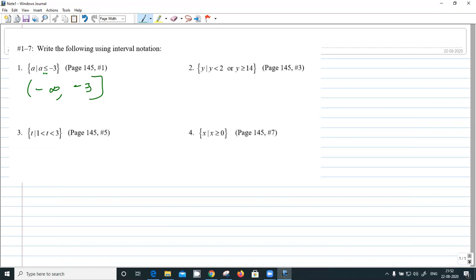If instead of less than or equal to -3, it is just less than -3, here will be a curved bracket. Like for example, this one, the interval will be 1, comma 3, curved on both sides. Why is it 1, 3? Why isn't it infinity? Here it is given, right? t is greater than 1, less than 3. So if you draw the t-axis, 1 will be here, 3 will be here. So this is the interval, right? So this interval is represented like this, 1, comma 3. Starting from 1, you go up to 3, and 1 and 3 are not included.